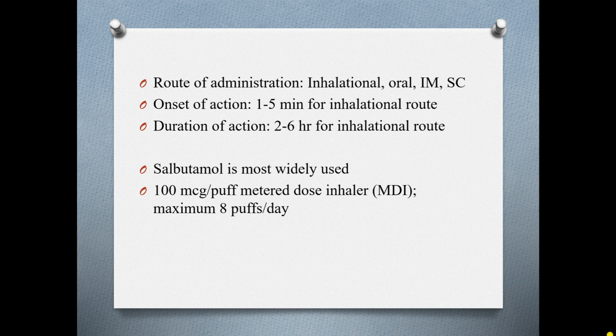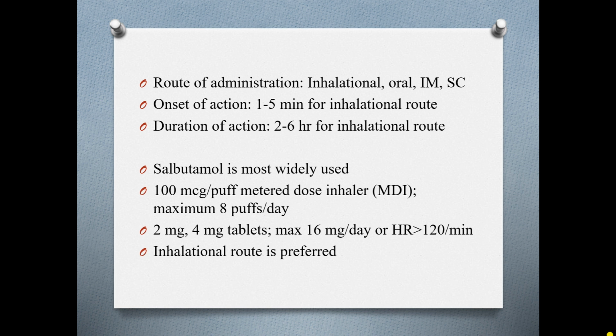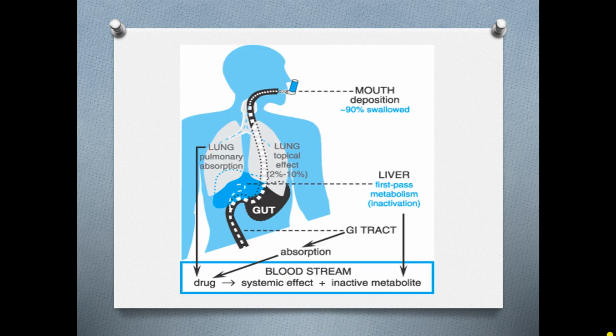The dose is 100 microgram per puff metered dose inhaler. Maximum a person can take 8 puffs a day. It is also available as 2 milligram and 4 milligram tablets and maximum 16 milligram per day can be given, or you can give the salbutamol till the patient's heart rate reaches 180 beats per minute. That is why the inhalational route is preferred, because it has fewer systemic side effects.